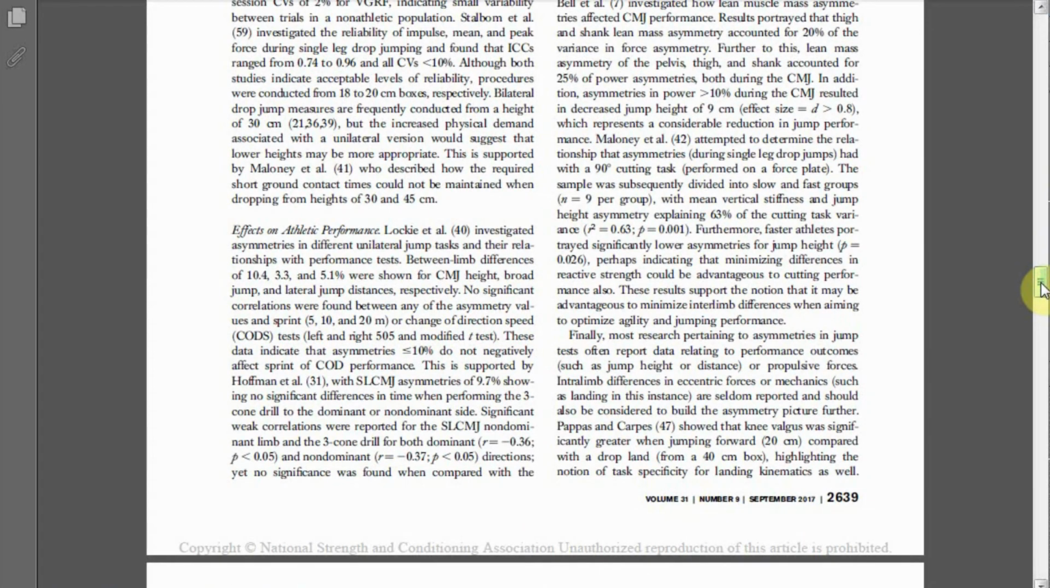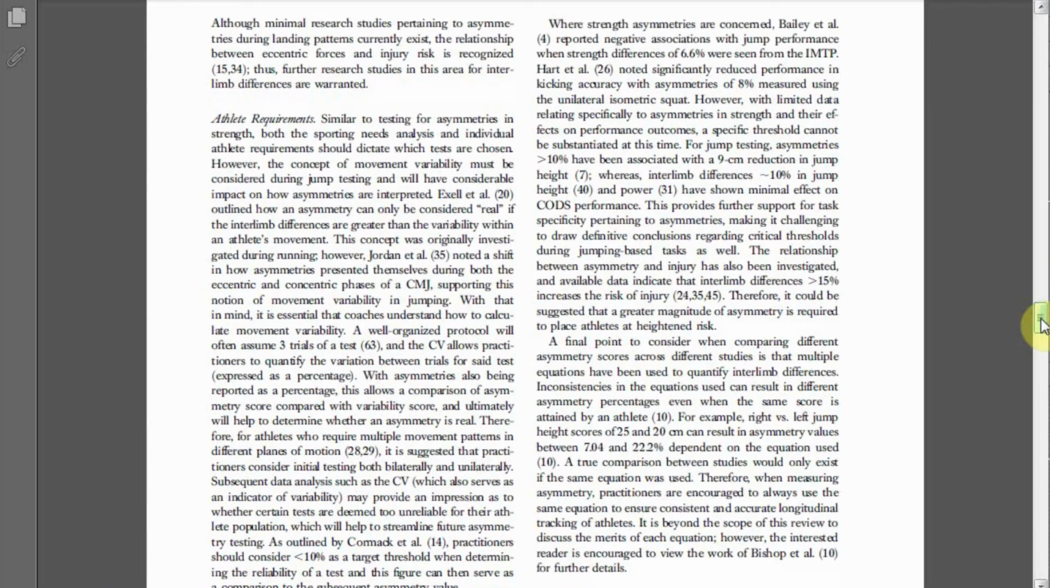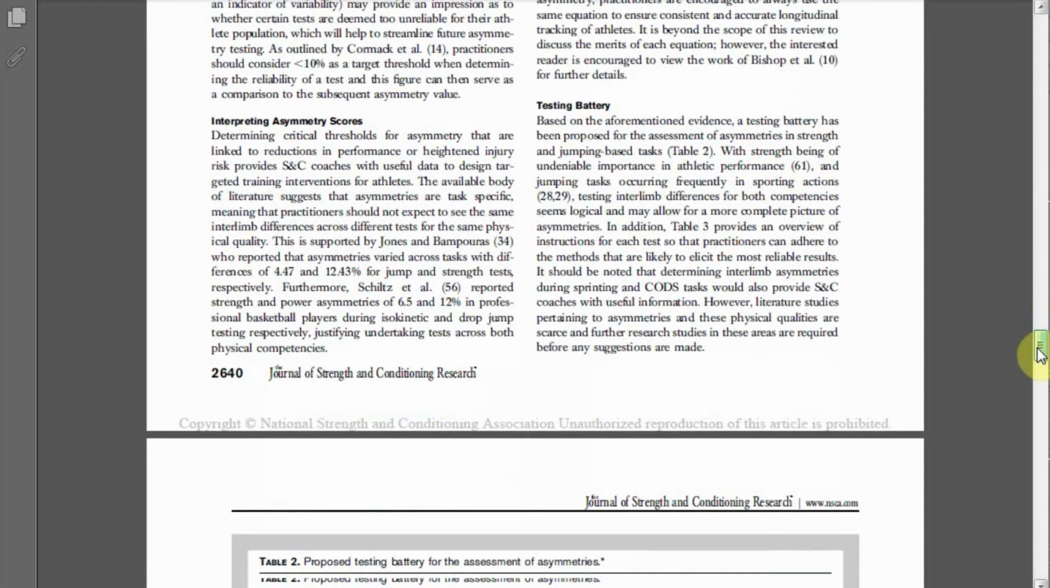Similarly, with the effects on athletic performance, there's been a couple of papers that have highlighted some negative associations with performance if asymmetries are bigger, and equally for every paper that has indicated that there might be a negative association, there's another paper that suggests maybe there isn't. So again, I would encourage people to take a look at my systematic review.